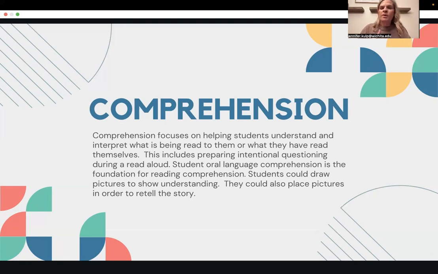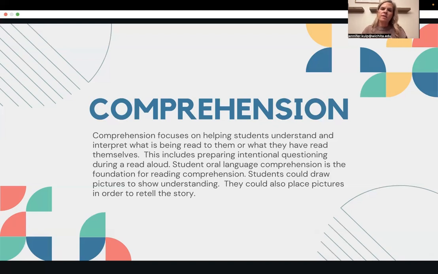You will be preparing some intentional questioning for these students, and all students, and you'll include that within this comprehension component. Make sure that in your instruction, you write out the questions that you intend to ask your students so that you are pushing them to really think about what the reading says and understand what it's saying as well. Student oral language comprehension is the foundation for reading comprehension.